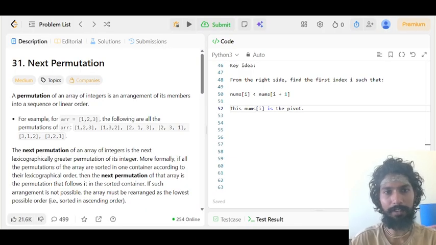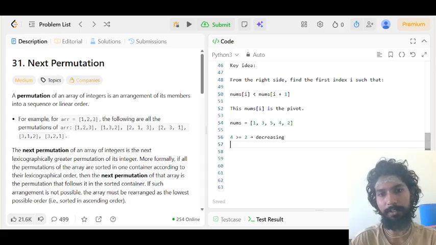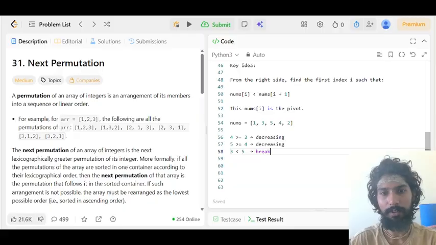Now let us take this example. nums equal to 1, 3, 5, 4, 2. We start from the right, compare 4 is greater than or equal to 2, so it is decreasing. Then the next number is 5, that is greater than or equal to 4, that again is decreasing. And then we see 3. So 3 is less than 5, so we need to break. So we have got the pivot.